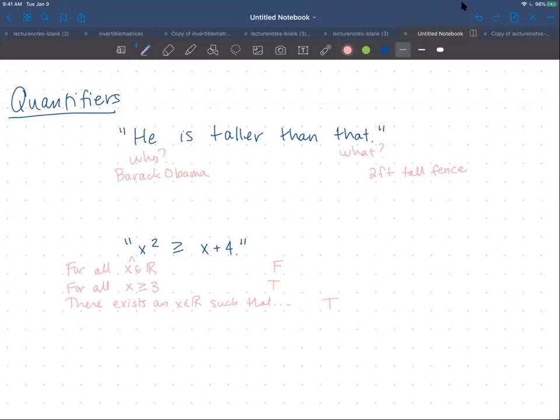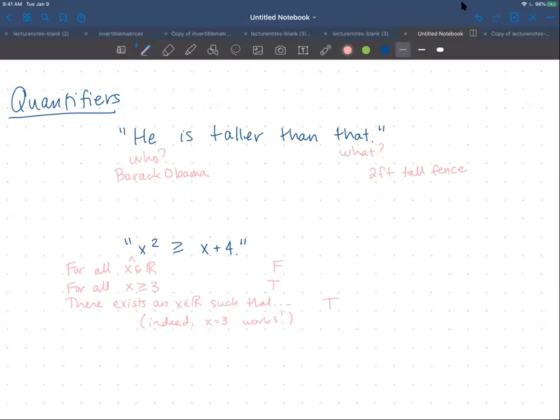We could have a statement that says for all x satisfying some condition, and that's what most of the statements we try to prove look like. Or we could have a statement that says there's some x for which this statement is true. And to demonstrate that, all you need to do is go out and find an x and show that it's true. Say like, yeah, indeed, x equals 3 works.